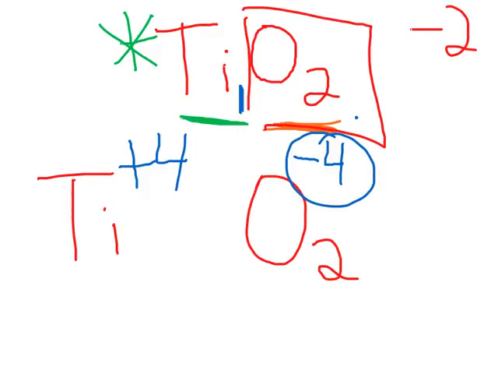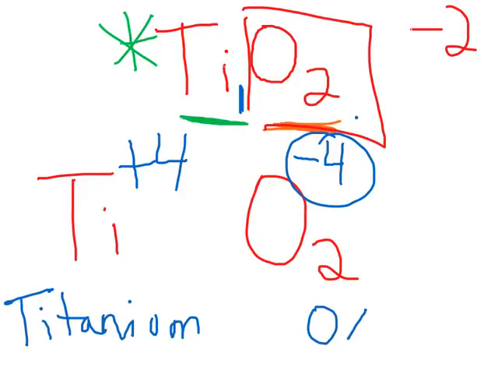Okay, now that I know what the charge of the titanium is, I can go ahead and name this. All right, so it's titanium, because it's titanium. So I'll say that. Titanium. Excuse my writing. Wow, that's really bad. You get the idea. Okay, and I know this one's going to be oxide because there are no prefixes in ionic compounds.